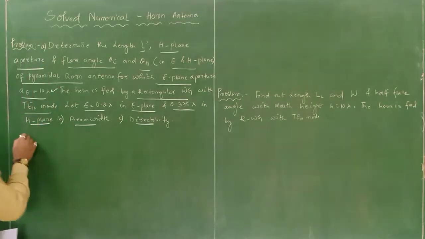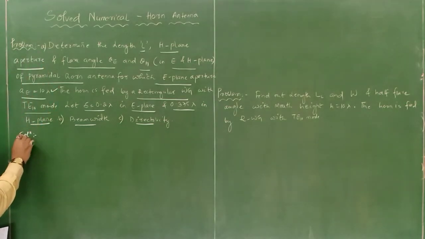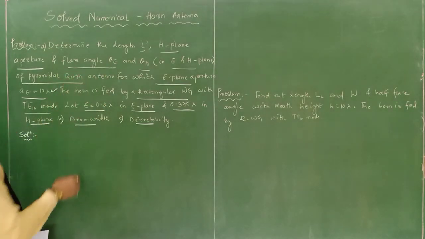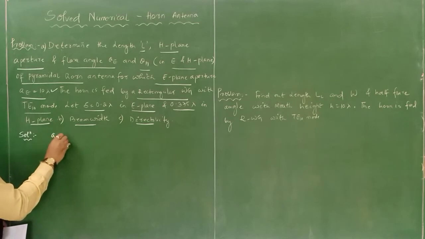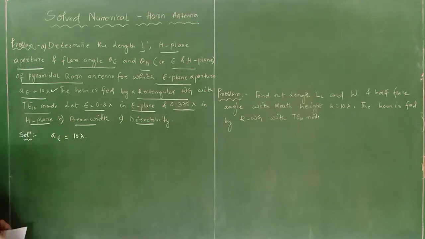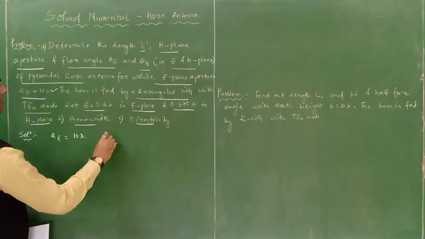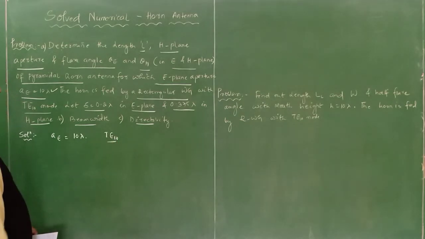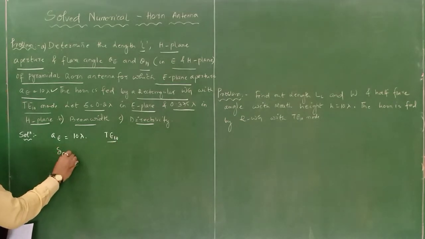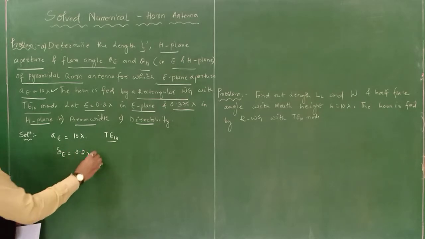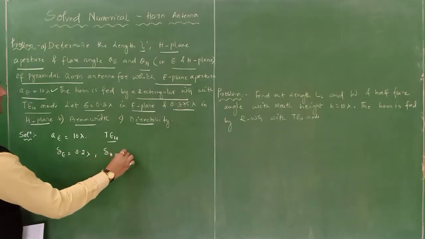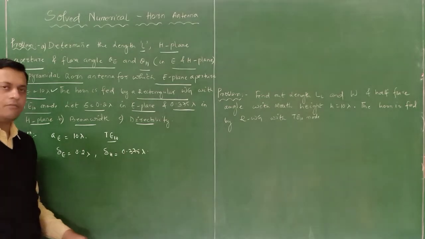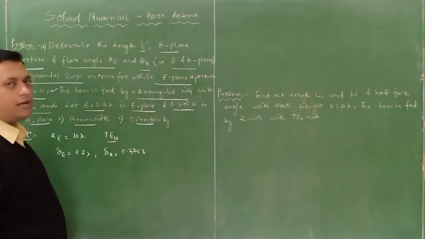First of all, let me identify the parameters given. The flaring angle we have to calculate, and here the aperture is given: A suffix E is equal to 10 lambda, and the rectangular waveguide is operating in the dominant mode, that is TE10. Delta suffix E is equal to 0.2 lambda, and delta suffix H is equal to 0.375 lambda. Now we have to calculate the length for the H plane.